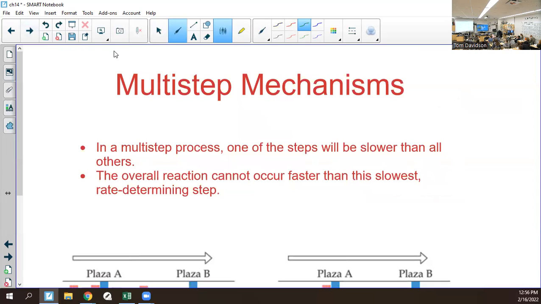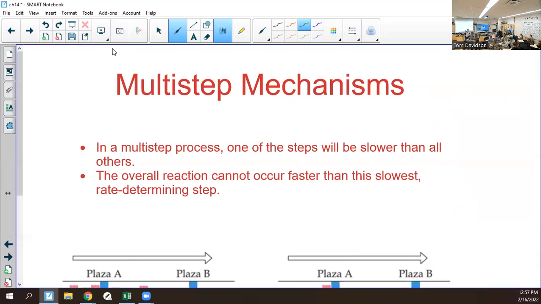Now, multi-step mechanisms. In a multi-step process, one of the steps will be slower than all the others. Okay, and I'm going to put this into my family. When we get into the minivan, Jace is always the slowest. It does not matter how fast the rest of us get into that minivan, because we always have to wait for Mr. Slowski. Go ahead. Isn't that how life works? If there's a bunch of things that all have different rates, there's going to be a slowest one. Yep, it's just the way it is. And the rate is determined by the slowest, not the fastest.